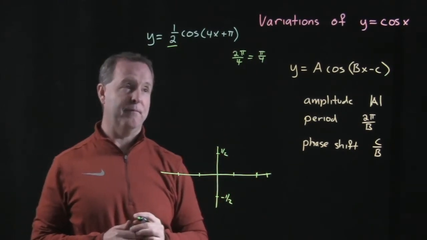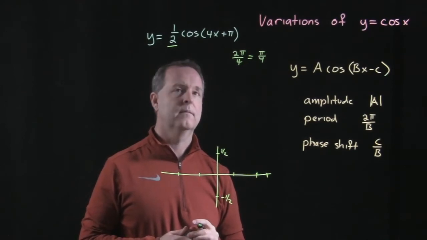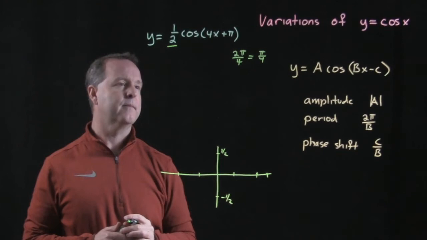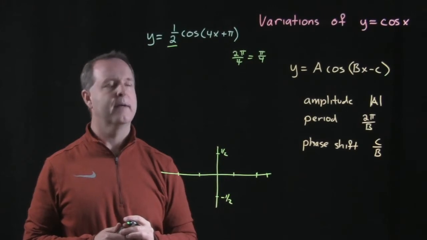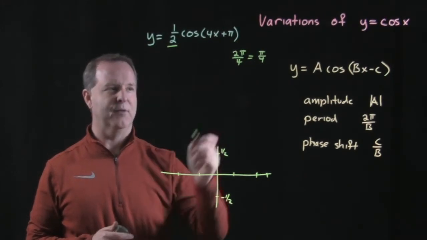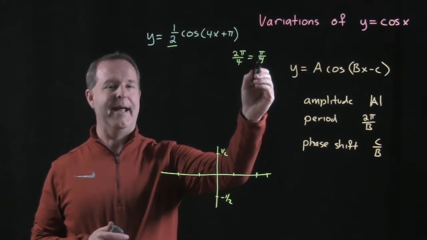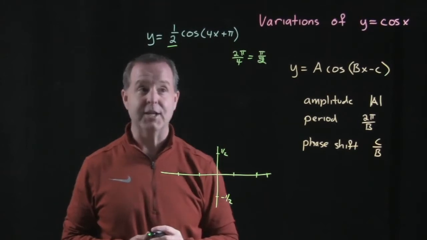So my full period, something's just not looking right. Let me process that for a second. 2/4 is not 1/4. It's pi halves. All right, thank you for catching that.